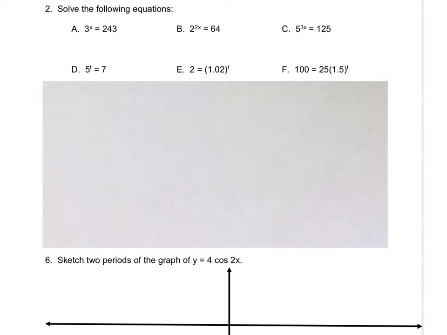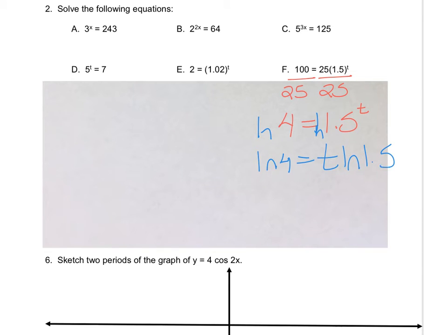And now for F, you cannot log both sides until you get rid of that coefficient in front of the exponential term. And by get rid of, I mean simplify to move it to the other side. So 100 divided by 25 is 4. Now we can log both sides, and divide by the ln of 1.5. And we get 3.42.